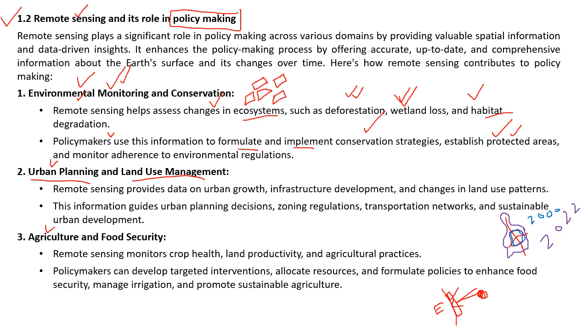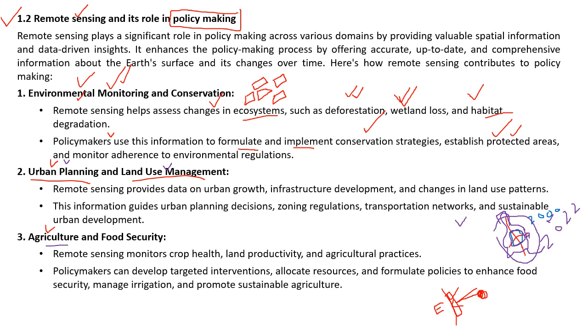Then you can calculate the area. What was the area of the city in 2000 and what is the area of the city in 2022? What is the difference? Which side is growing more, and why is the city not moving this side? Maybe because of a mountain or something. If it is moving in a linear way, it may need some more transportation. Then why is the city not growing equally in all directions? What are the factors? Such things in urban planning and land use management you can do with the help of satellite data, satellite images.